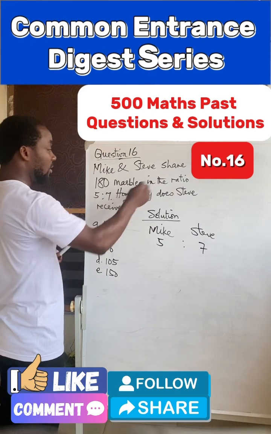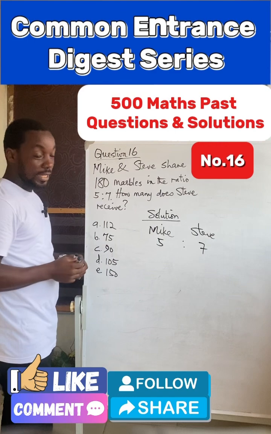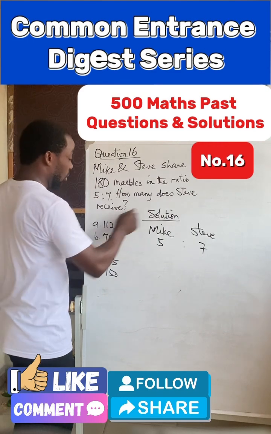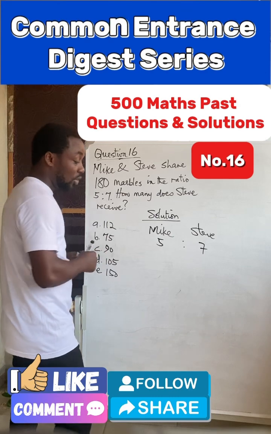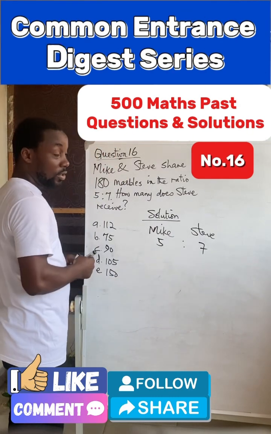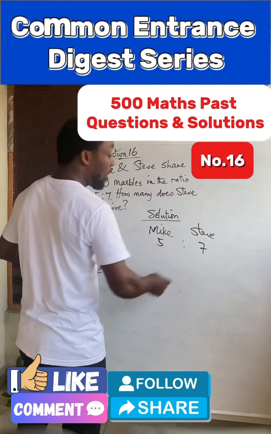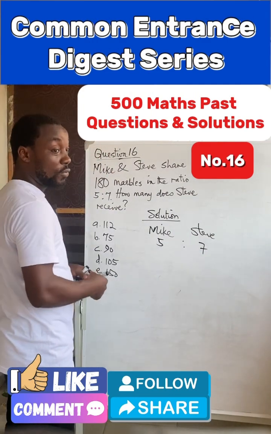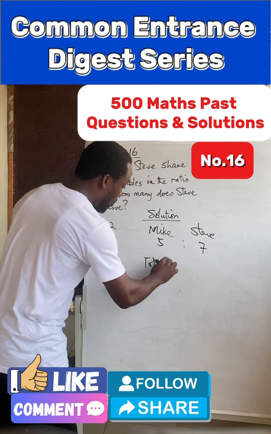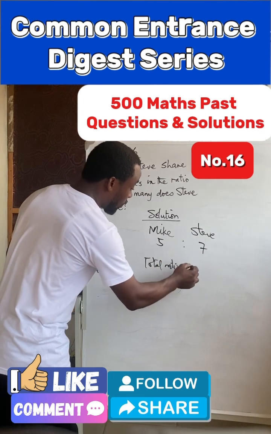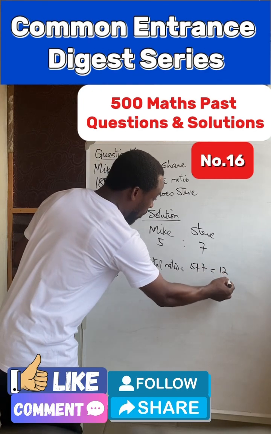How and what are they sharing? They are sharing 180 marbles. How many does Steve receive? When you have this, the simplest thing is to add the two ratios. Mike receives ratio 5, Steve receives ratio 7. So you find the total ratio. Total ratio is equal to 5 plus 7, which is 12.